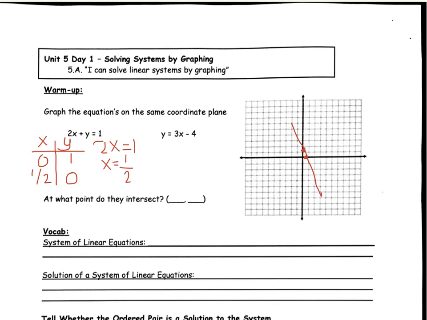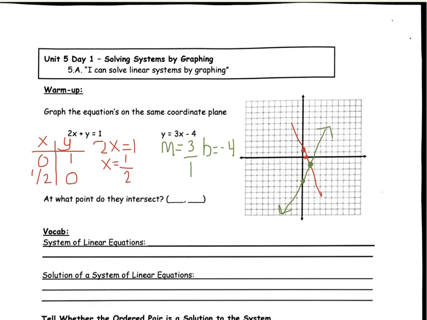Now my next one is y equals 3x minus 4. This is in slope-intercept form, where my slope is 3 over 1, and my y-intercept is negative 4. So we are going to put a dot at negative 4, and then we're going to do our slope up 3 over 1. And then I'm going to draw the line and go from there. Now it says, what point do they intersect at?